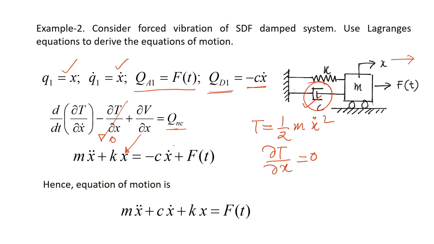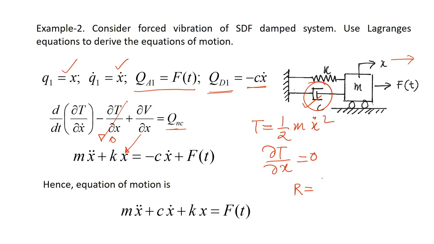Okay. So, c x dot we got here as a damping force, and F t is the applied force, but it is in the direction of motion. Therefore, it is taken positive. Hence, equation of motion is written as m x double dot plus c x dot plus k x equal to F t. Now, you see here, I have not used any Rayleigh's dissipation function, but if I use the Rayleigh's dissipation function, the same result will be obtained.